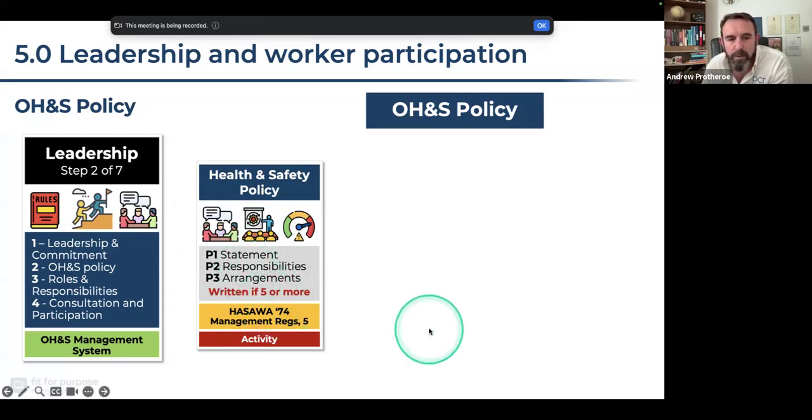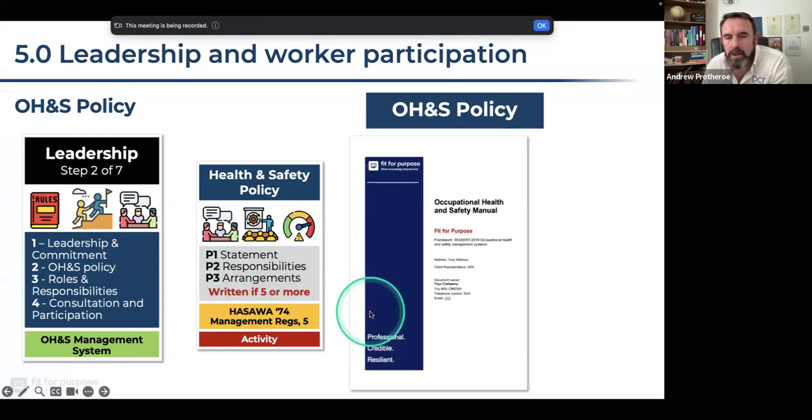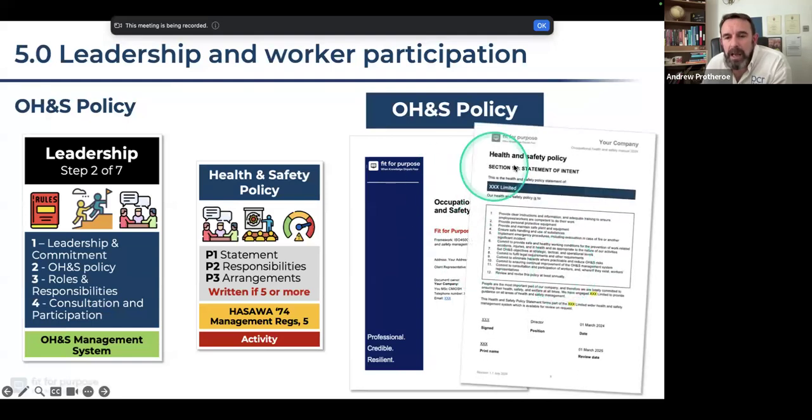3 parts, written if 5 or more, as we know. It's good to have a manual, I personally think, and we're going to have that statement of intent inside it. The occupational health and safety policy is one of, if not the most important documents. And every time I do my audits, I'm digging into that policy.